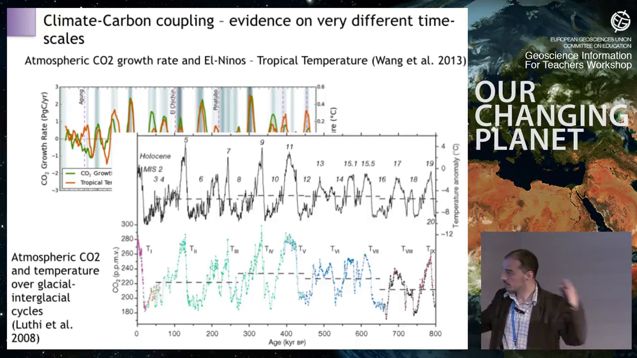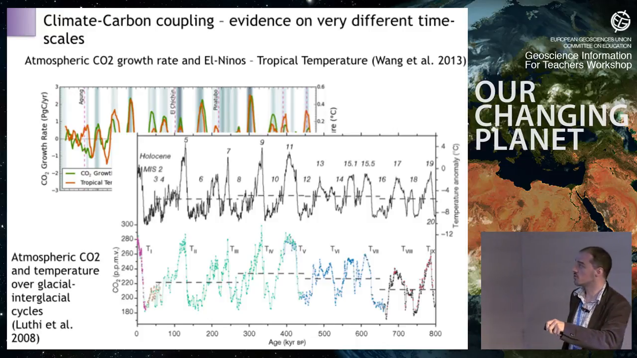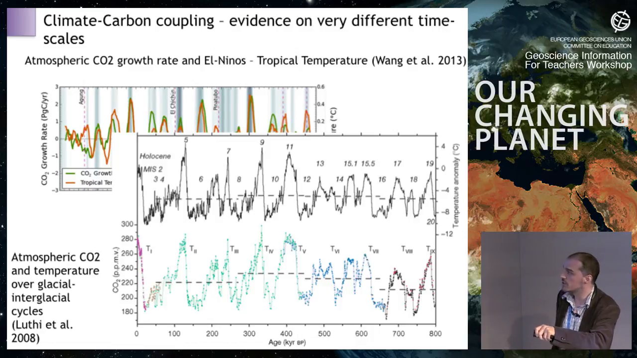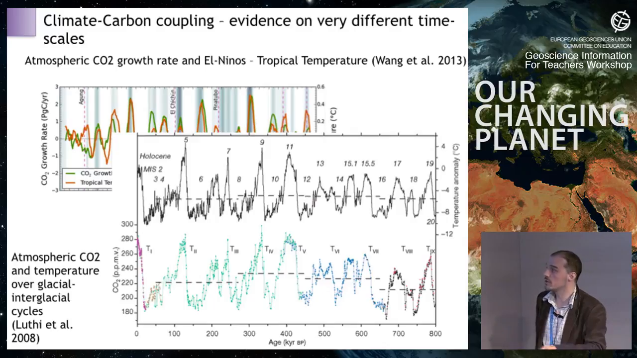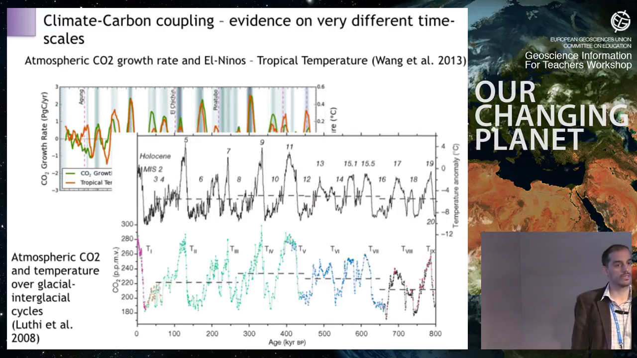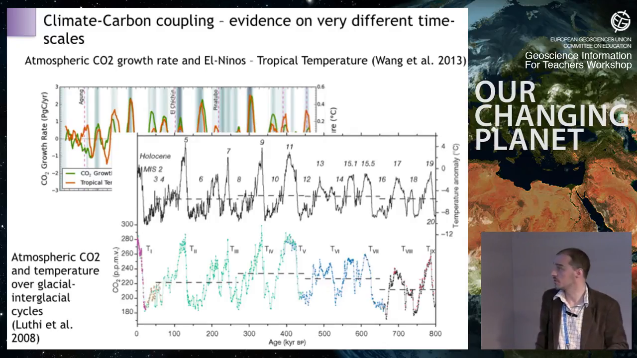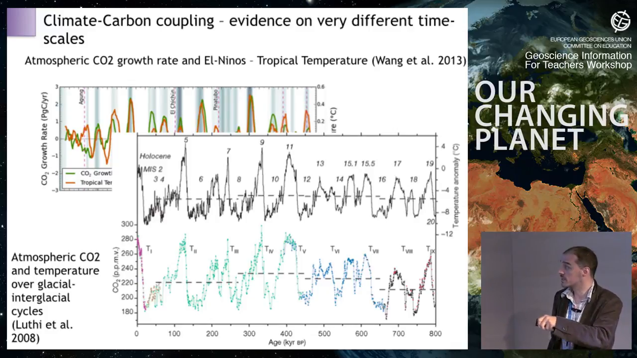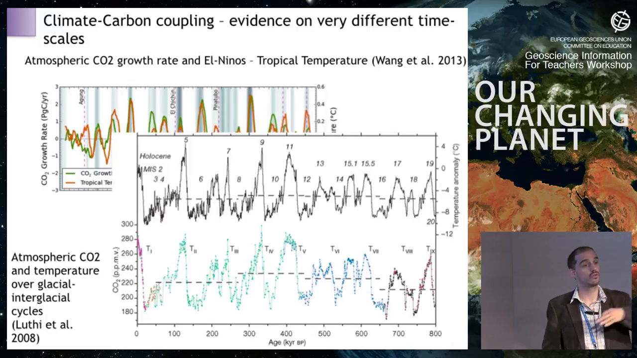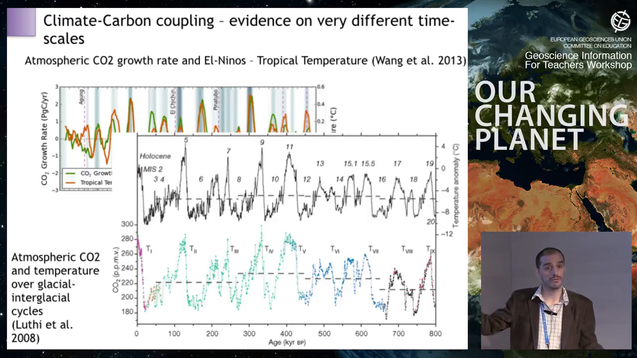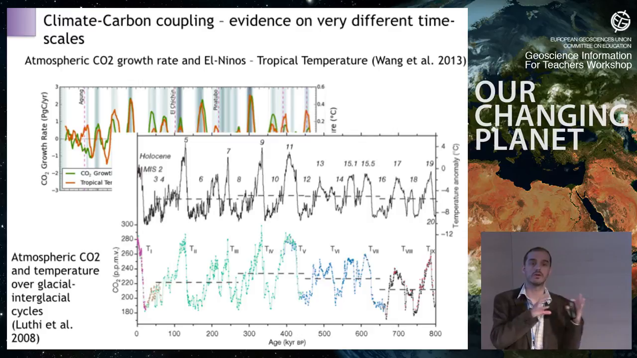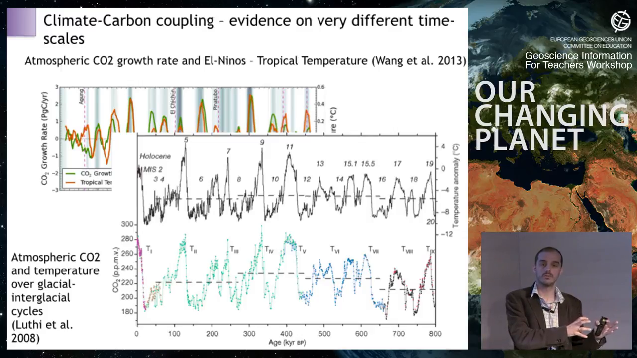If you go to much longer timescales, you've seen those graphs, that's the atmospheric CO2 record, the atmospheric CO2 recorded from ice cores over the last million years, and that's the temperature deduced from Delta 18O or Delta Deuterium, as you've seen from Thomas Blunier and Valérie Masson-Delmotte. And you see also this very strong correlation between atmospheric CO2 and the climate states over these timescales, and that's also a proof of the links between the climate system and the CO2 in the atmosphere.